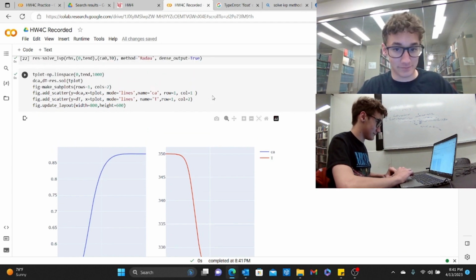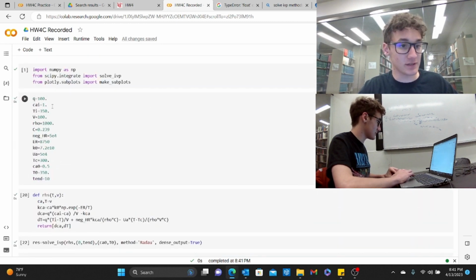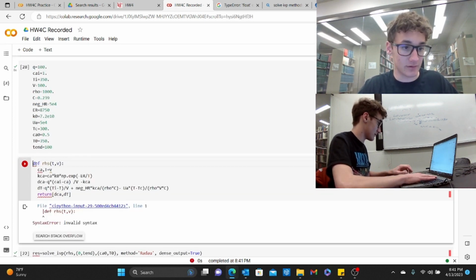Okay, so I'm going to make our Tn bigger so we have a bigger sample size. So we have Tn is 10. Well, let's make that 100. Oh, that should not have happened.